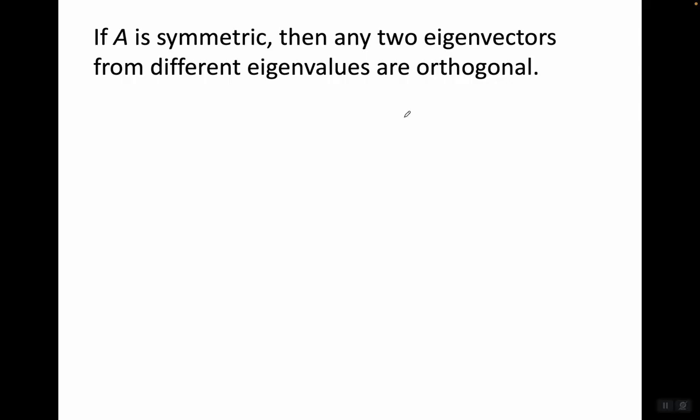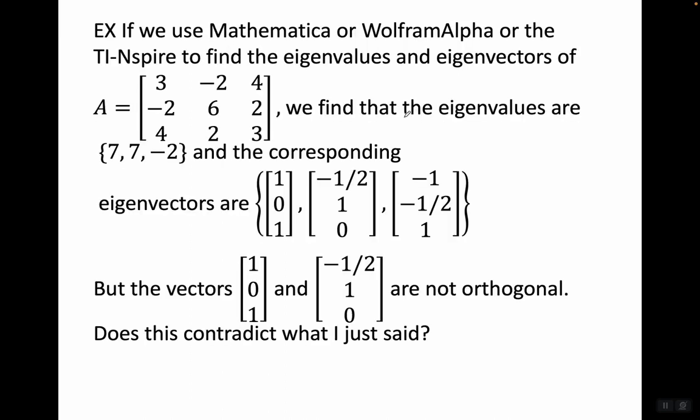Here's why we're talking about this. If A is symmetric, then any two eigenvectors from different eigenvalues are orthogonal. For example, if we use Mathematica or Wolfram Alpha or the TI Inspire to find the eigenvalues and eigenvectors of this matrix, which is symmetric, we find that the eigenvalues are 7, 7, -2, and the corresponding eigenvectors are these.